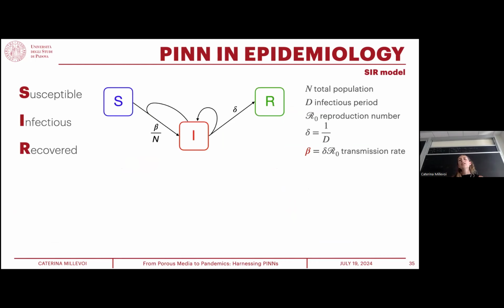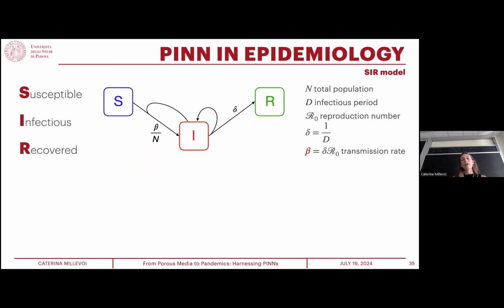So what we did with PINNs in epidemiology, we started from a simple problem that is a compartmental model, the SIR model, which describes the interaction between three classes of population during a pandemic. So S is the susceptible class, I the infectious one, R the recovered. And these interactions during the pandemic are governed by some parameters. So usually at the beginning, the total population belongs to the susceptible class, and we have a few individuals belonging to the infectious class.